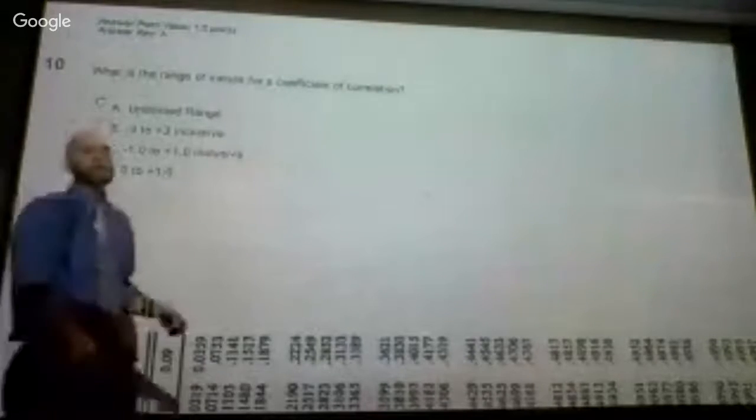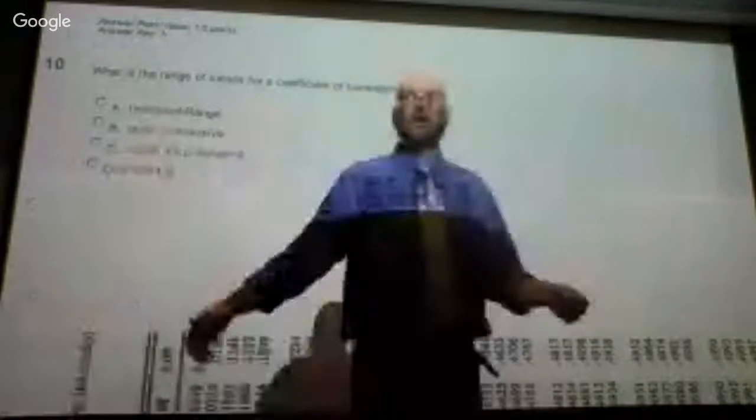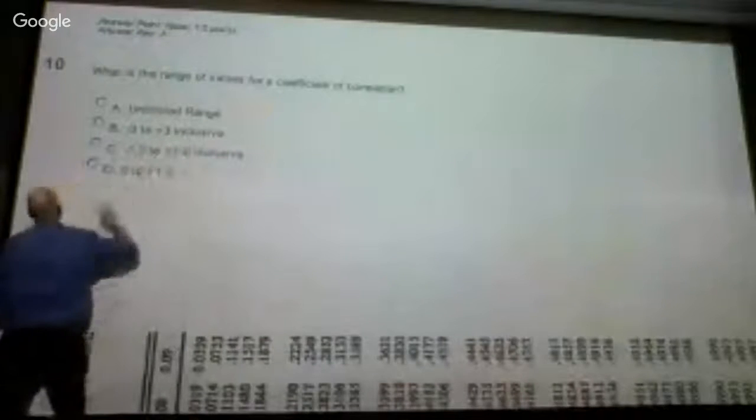There we go. What's the range of values that R can take on? R is a bounded statistic. Its minimum, its maximum, John? -1 to +1. You can have a perfect negative correlation. You can have a perfect positive correlation. -1 to +1, 10 is C. 11.